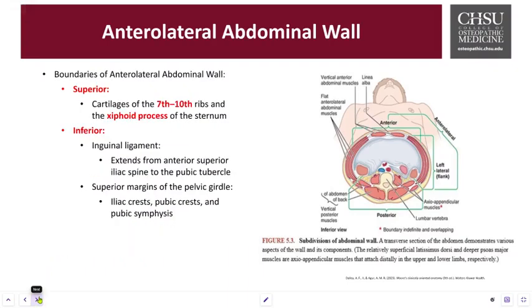So the boundaries of the abdominal wall. The superior boundary is defined by the xiphoid process and the costal cartilages of the 7th through 10th rib. The inferior boundary is formed by the inguinal ligament, which extends from the anterior superior iliac spine, the ASIS, all the way down to the pubic tubercle, as well as parts of the iliac crest and also the pubic symphysis. The inguinal ligament is a critical landmark. Hernias occurring above it are typically called inguinal hernias, and those below are called femoral hernias. Femoral hernias occur more frequently in women and carry a higher risk of strangulation because the femoral canal is very narrow and also rigid.